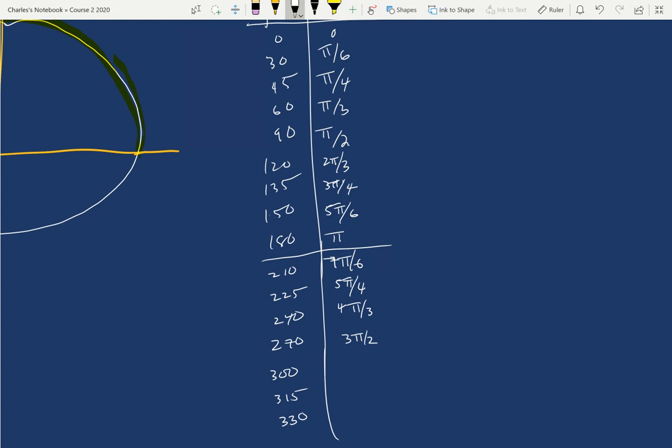300 is how many 30-degree angles? It's 10 pi over 6, but that's a fraction that we can reduce, so that becomes 5 pi over 3. 315 is 7 45-degree angles. 330 is 11 30-degree angles.